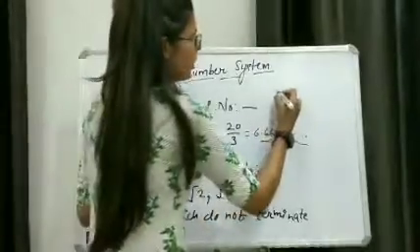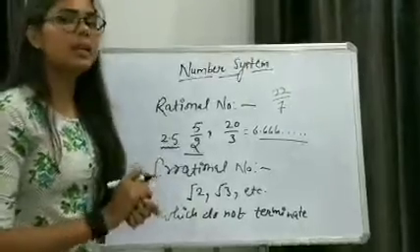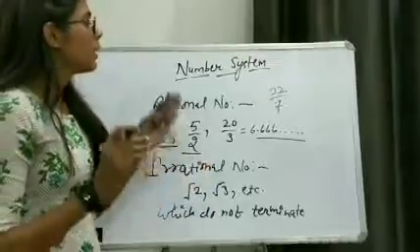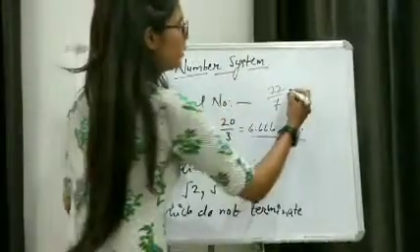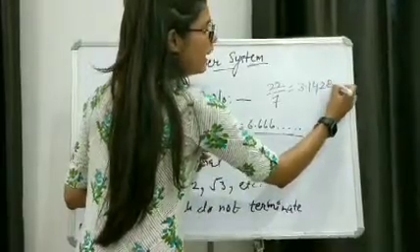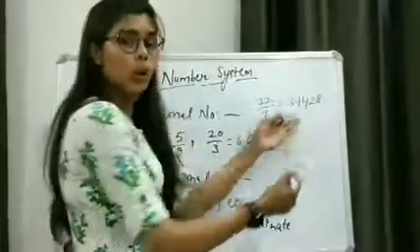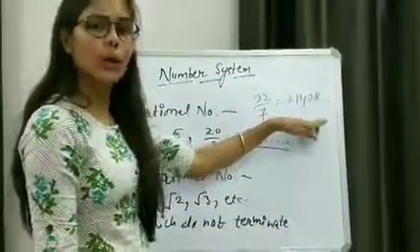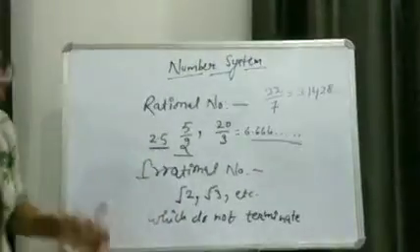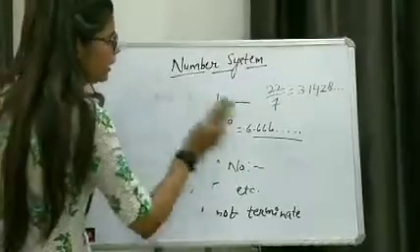Like we have the number 22/7. It seems to be a rational number, but it is not a rational number, it is an irrational number. Why? When we see the decimal expansion of this number, it is 3.1428 and onwards. This number is non-terminating and non-repeating. That's why it is called an irrational number. Now we will further discuss even numbers, odd numbers, and then real numbers.